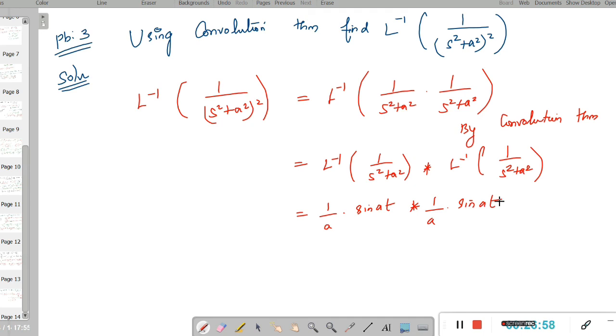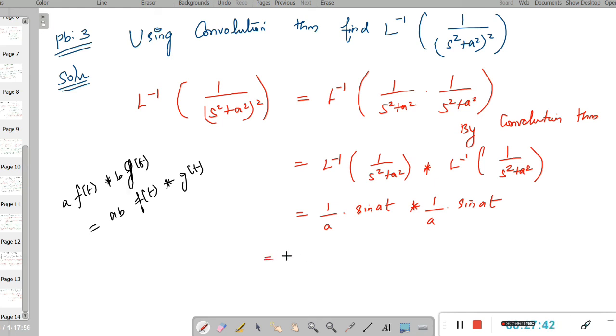So here you can take 1 by a as a constant with respect to t, so you can take it outside the convolution by using this result. Suppose we have a into f of t convolution b into g of t, you can rewrite it as ab into f of t convolution g of t. So there is no change, but a and b should be constants, independent of t. Then only you can take them as a common term.